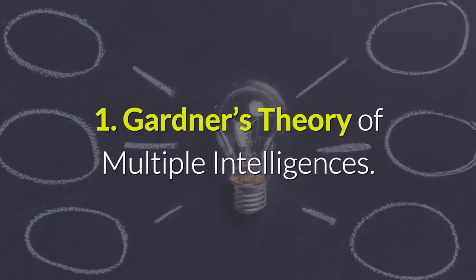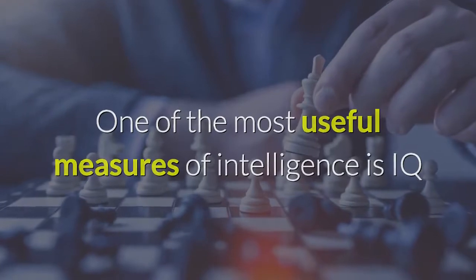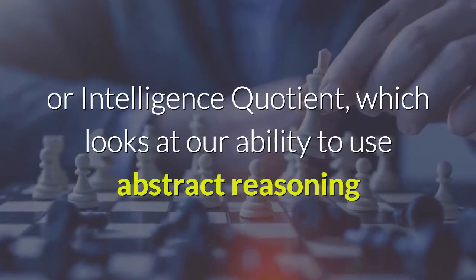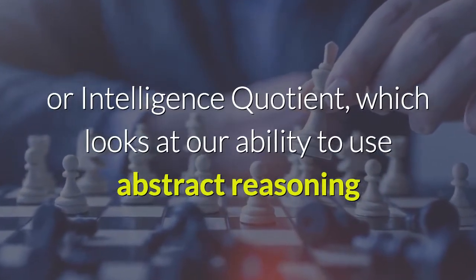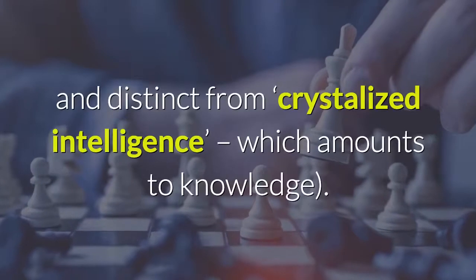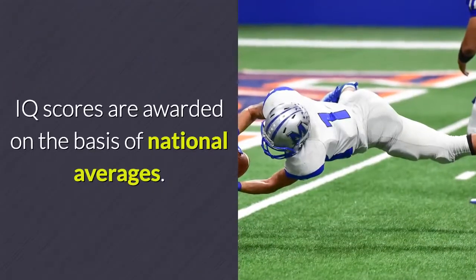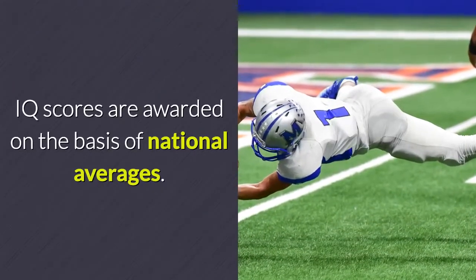1. Gardner's theory of multiple intelligences. One of the most useful measures of intelligence is IQ, or Intelligence Quotient, which looks at our ability to use abstract reasoning and other forms of fluid intelligence, being dynamic and distinct from crystallized intelligence, which amounts to knowledge. IQ scores are awarded on the basis of national averages.